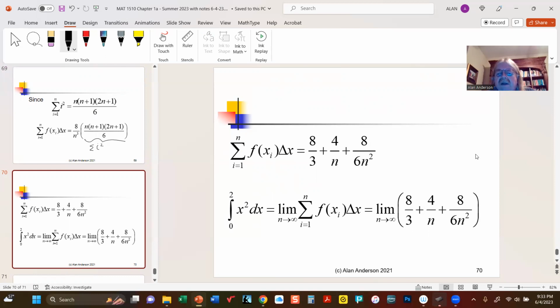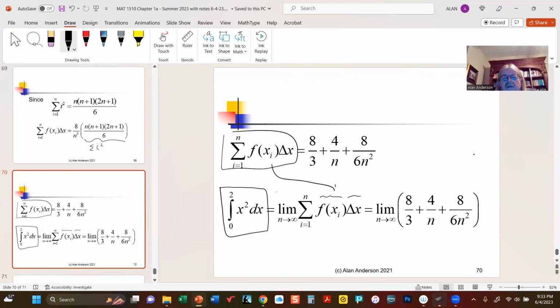Now it's broken up this way for convenience, as you can see, because remember, what we said earlier was that this integral is the limit as n goes to infinity of the widths of the bars times their heights. We just got through proving that this expression is here. So now we're basically taking the limit of 8/3 plus 4 over n plus 6 over n squared.